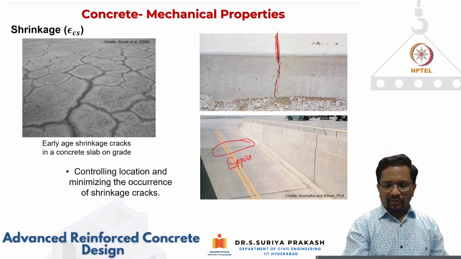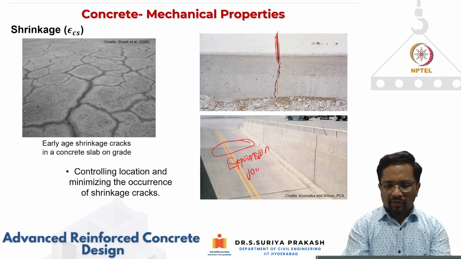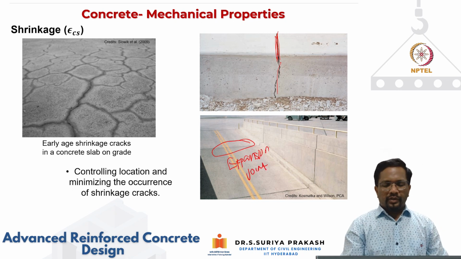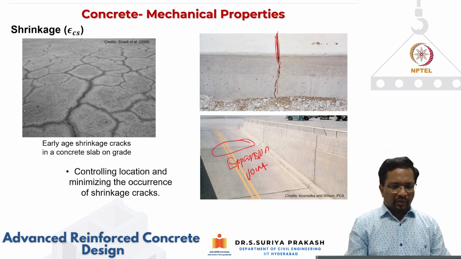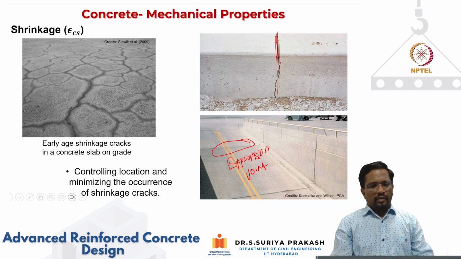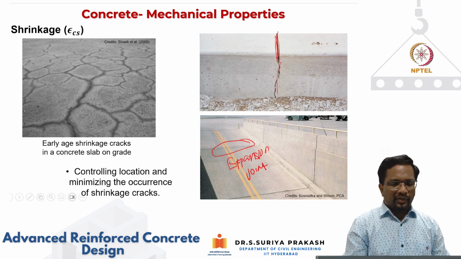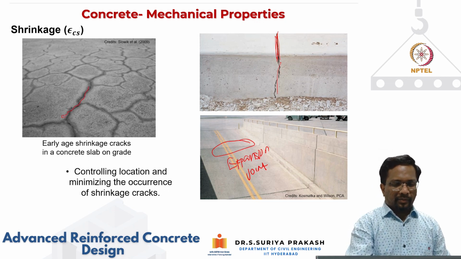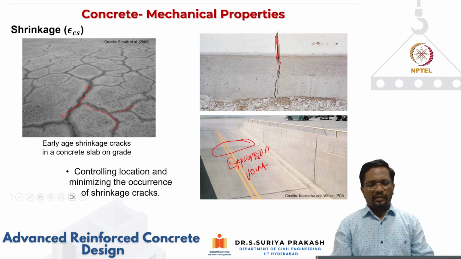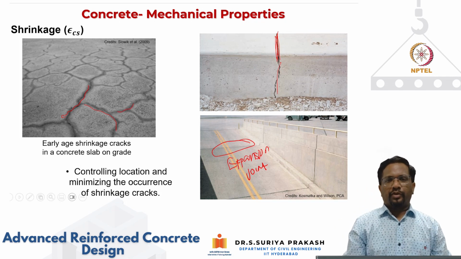So this we have to consider. Most of the shrinkage, as we have explained, happens at a very early age. This is the early age shrinkage crack that we are seeing in the slabs. You can see these kinds of cracks. This is an early age shrinkage crack that has happened on a slab on grade.